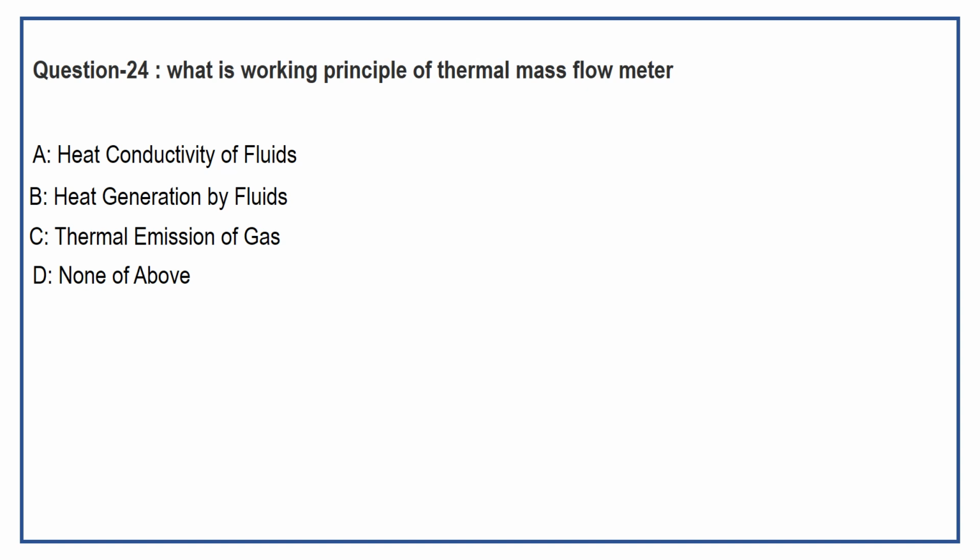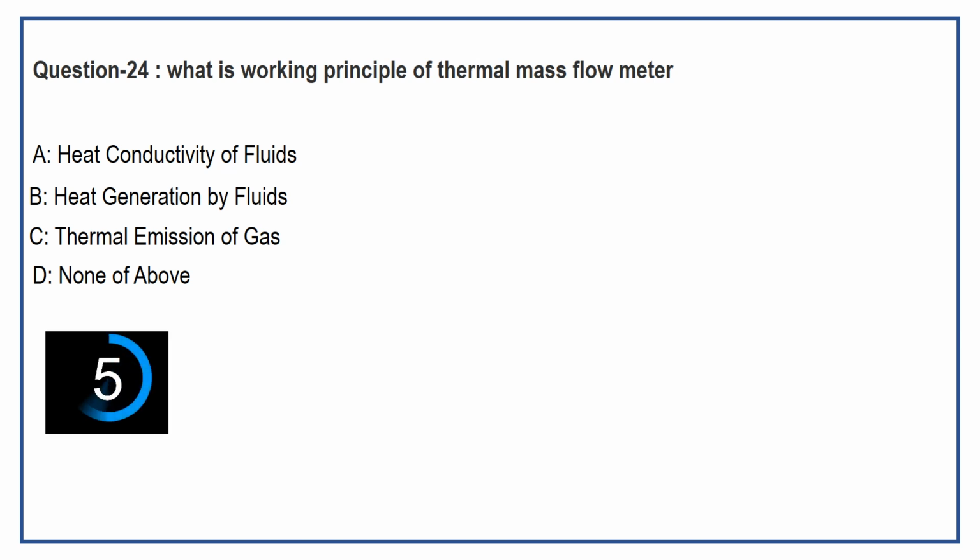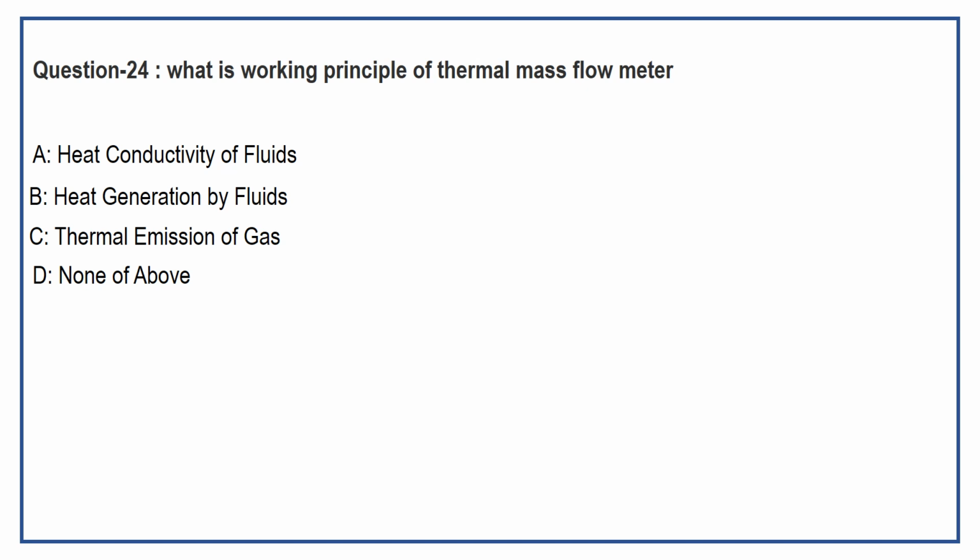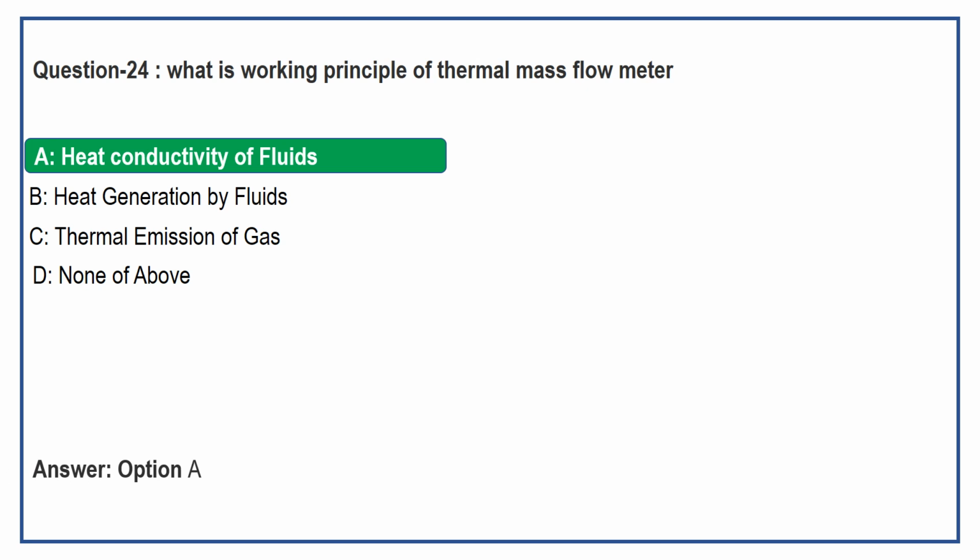Next question is, what is the working principle of thermal mass flow meter? Let's see the options. Option A, heat conductivity of fluids. Option B, heat generated by fluids. Option C, heat emission of gas. Or option D, none of above. So the right answer of this question is option A, heat conductivity of fluid. Yes friends, the thermal mass flow meter works on the principle of heat conductivity of process fluid.